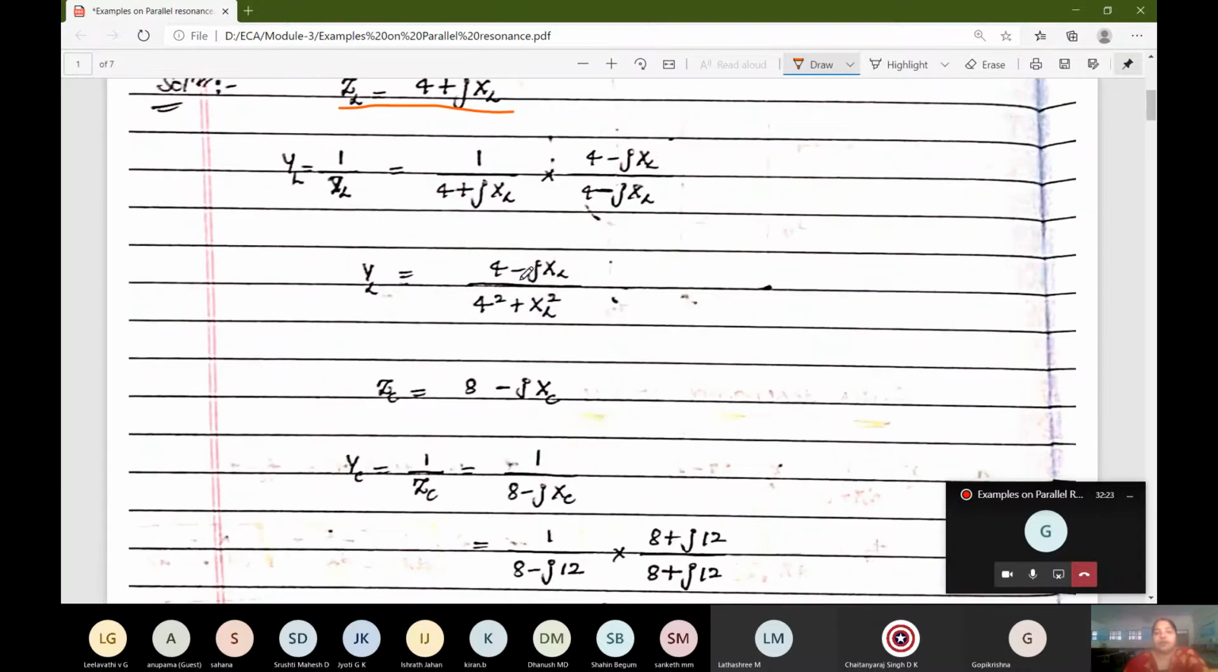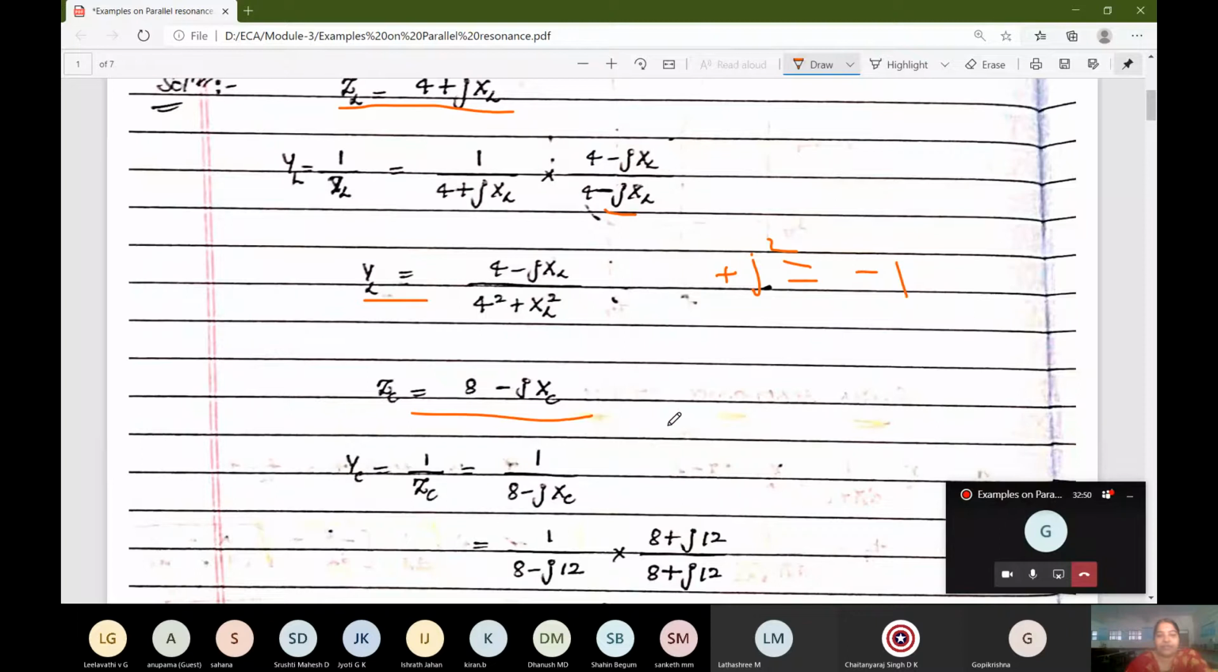Now YL is equal to 4 minus jXL. The denominator is nothing but A plus B times A minus B, so it will be A square plus or minus B square. But since j square is minus 1, minus of minus will become plus. That concept you should remember. j square is equal to minus 1. Fine. This is for inductance.